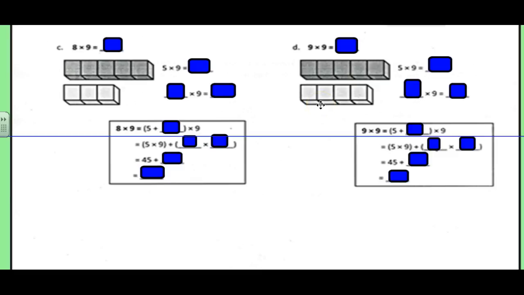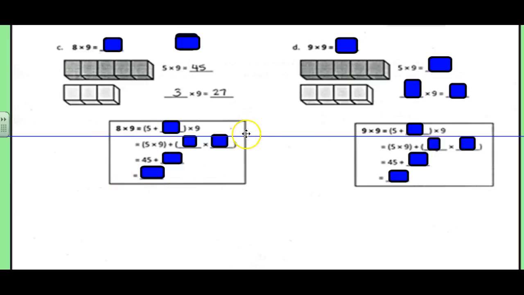Okay, moving on to C for 8 times 9. We have 5 9s and we have 3 9s because 5 and 3 make 8. So we know from A and B that 5 times 9 was 45, so you should have put 45 right here. I know from this picture that I have 1, 2, 3 cubes, so that's going to be 3 times 9. And I know that 3 times 9 is 27.